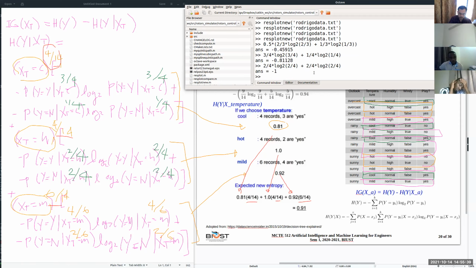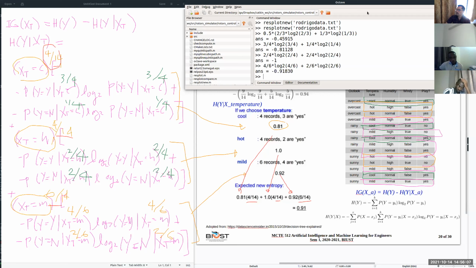So now 4 divided by 6 times log 2 of 4 divided by 6, plus 2 divided by 6 times log 2 of 2 divided by 6, minus 0.9198, so 0.92. Yeah, that's correct. And so that should be 0.91.